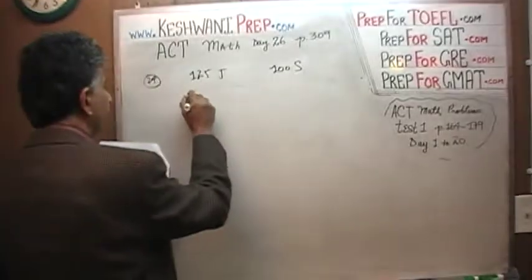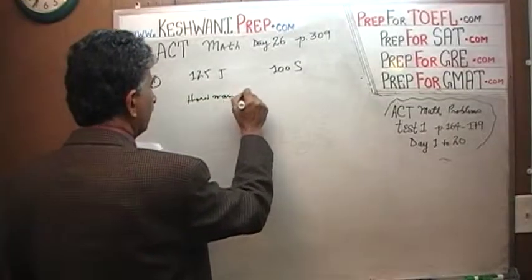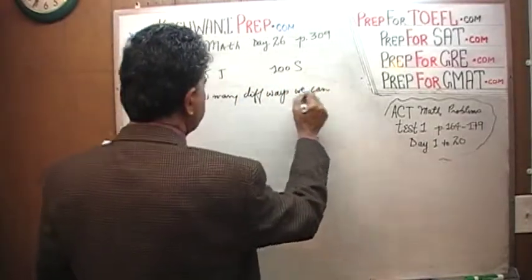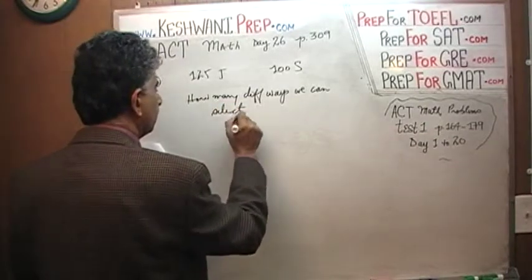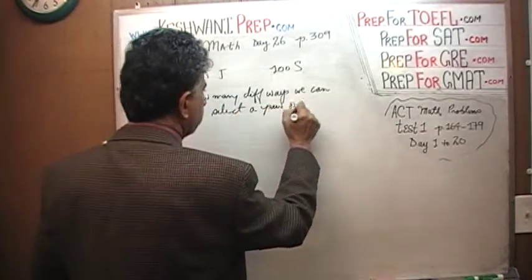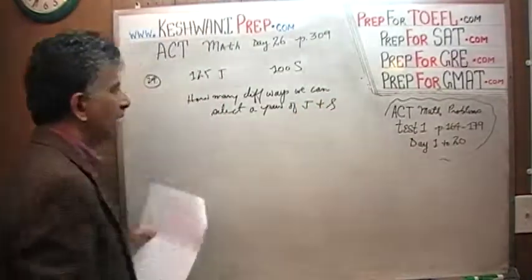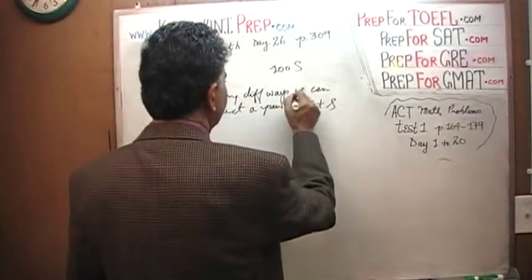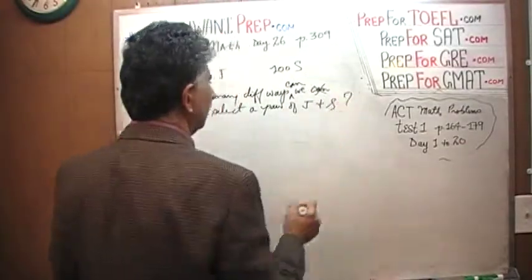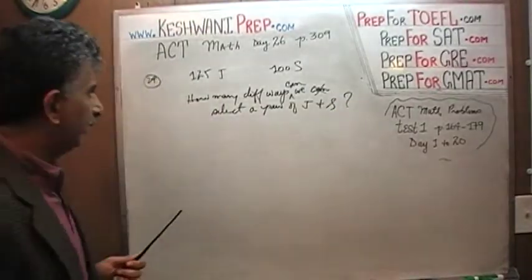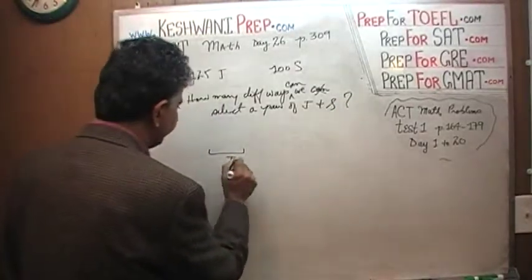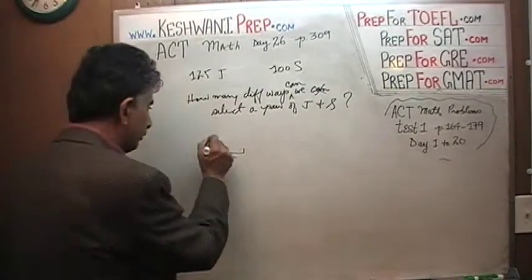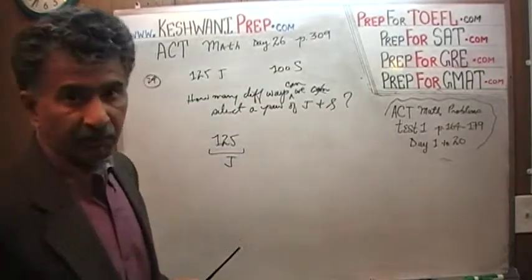How many different ways can we select a pair of a junior and a senior? Let's find out, shall we? How many different ways can we pick a junior? Well, that's pretty straightforward. There are 125 juniors. There are 125 choices. There are 125 ways we can pick a junior.